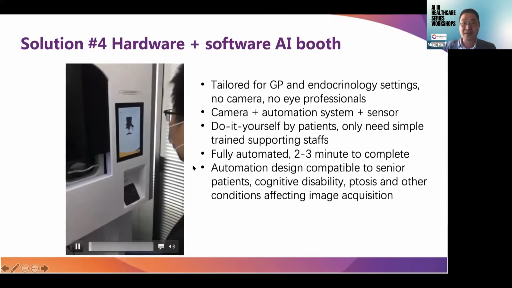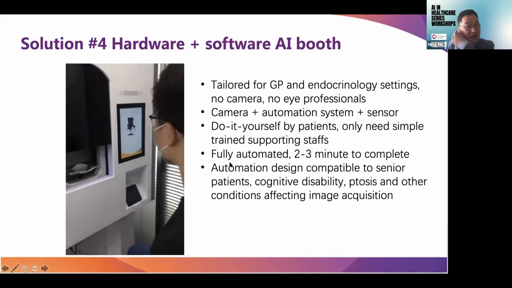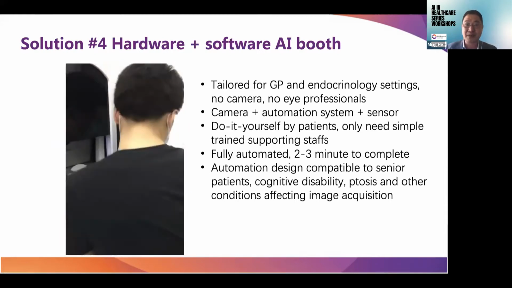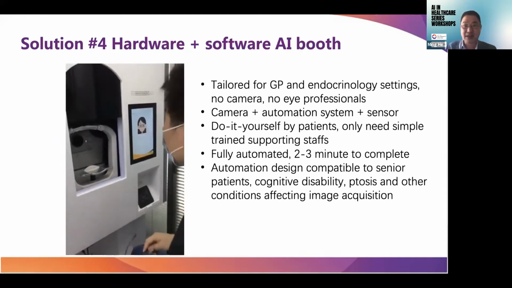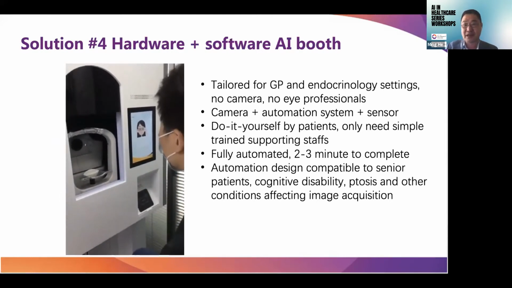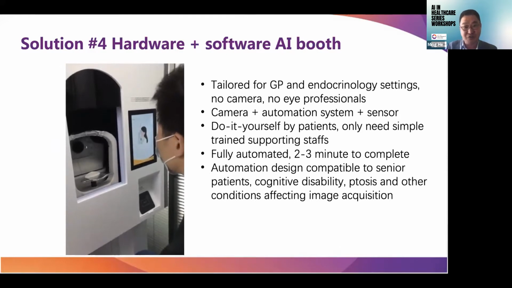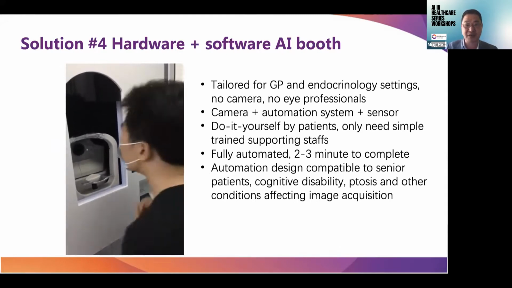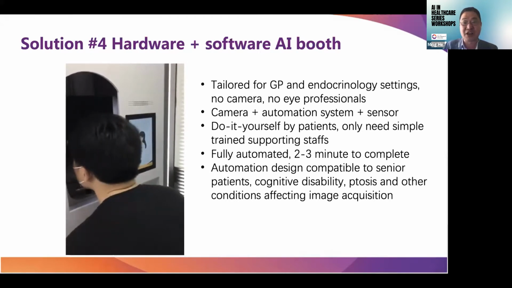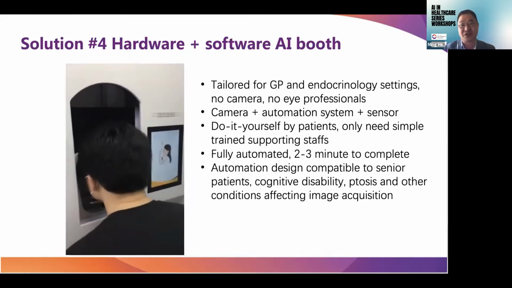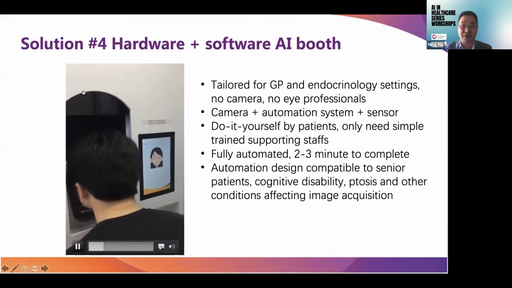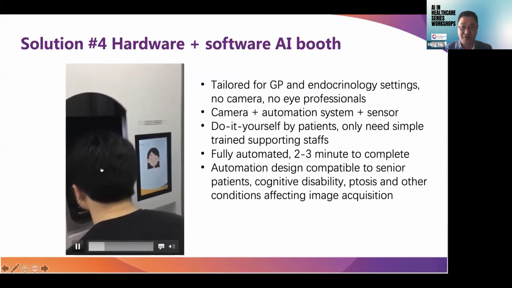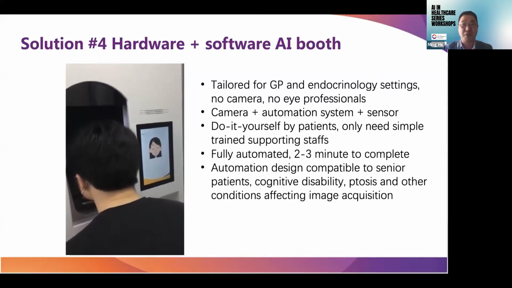our development, because when we ran the clinical trial, we found that in some settings, in particular the GP and endocrinology setting, having a technician in the endocrinology clinic responsible for taking images is very much a luxury, because this person is just not available. So what we do is we create a completely do-it-yourself by the patient system. It doesn't require a technician to operate the fundus camera, because the fundus camera is fully automatic.